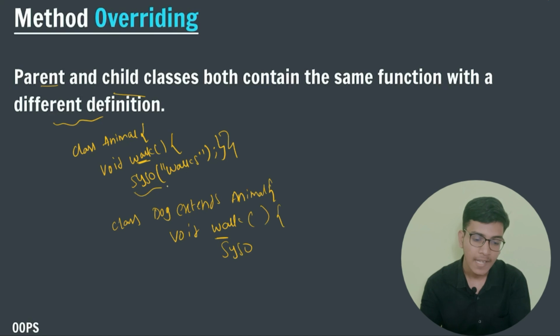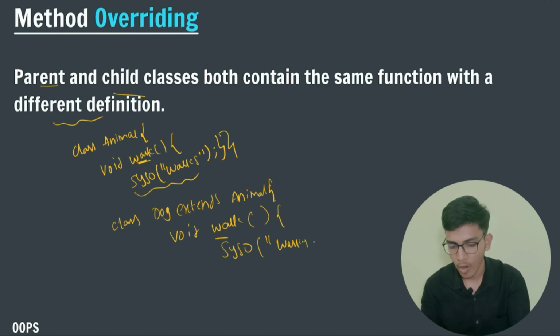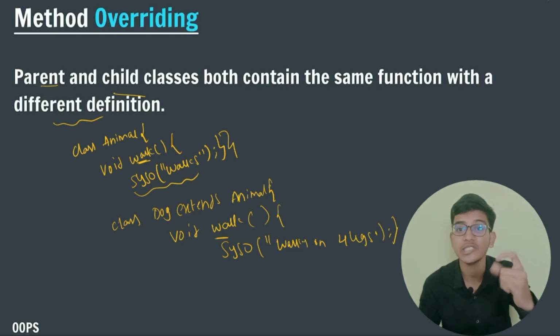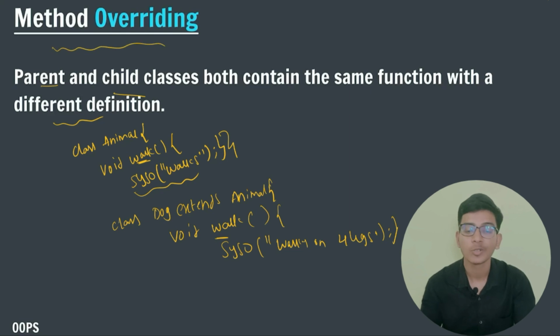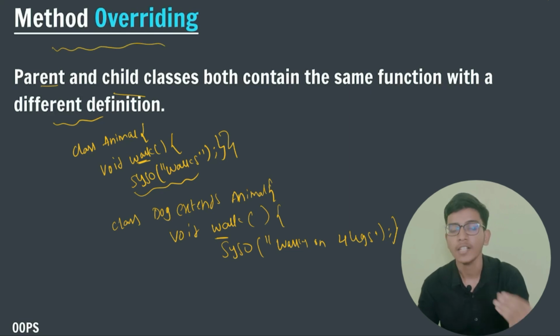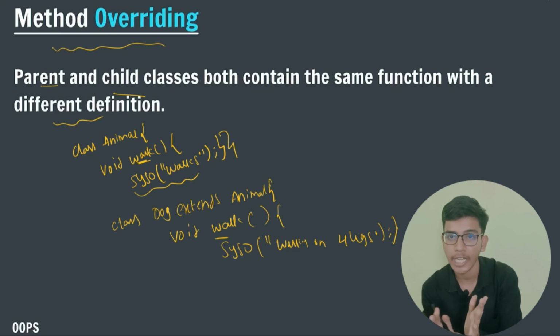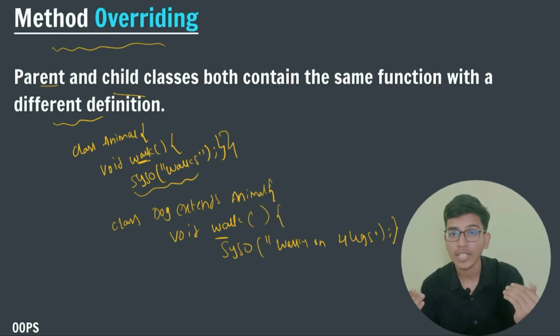Here you can see that the definition is system.out.print walks. Now here I am going to give walks on four legs. So you can see that I have changed the statements which are inside my function. This phenomenon is known as method overriding. So the function name is the same, but the only change here is whatever the things that are there inside my function.